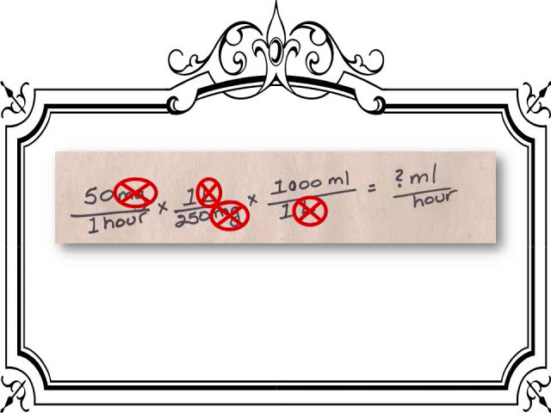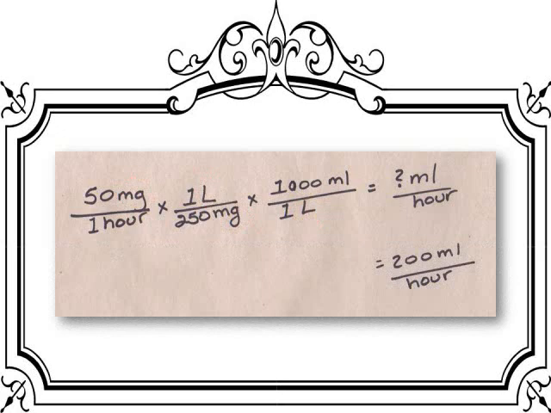The other clue is that we want the milligrams in the 50 milligrams to cancel out the label of milligram in the 250 milligram, in the 1 liter per 250 milligram. So we're ending up with a formula that's 50 milligrams over an hour times 1 liter over 250 milligrams times 1,000 milliliters per liter, and that equals 200 milliliters per hour.